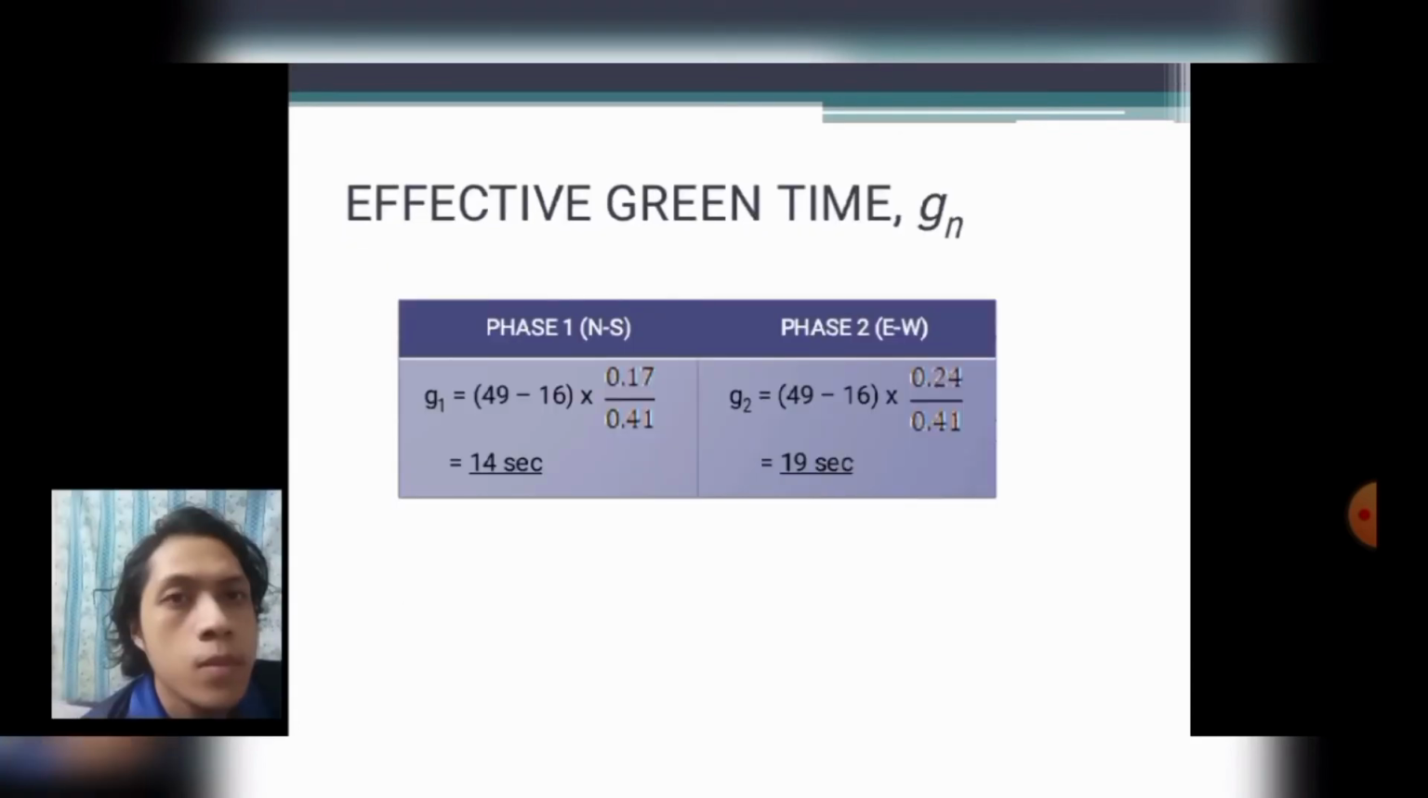Next, we can continue by finding the effective green time for each phase by using the formula effective green time Gn equals CO, optimum cycle time, minus L, total lost time, times the highest Y value for the phase, divided by the value of Y. So we will get the value for phase 1 is 14 seconds and for phase 2 is 19 seconds for the effective green time.